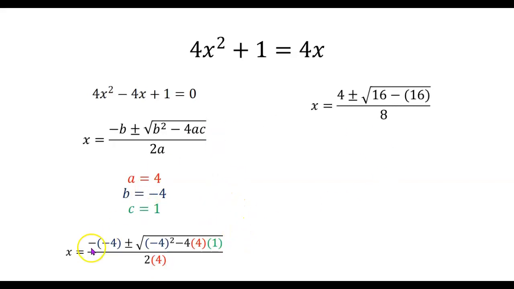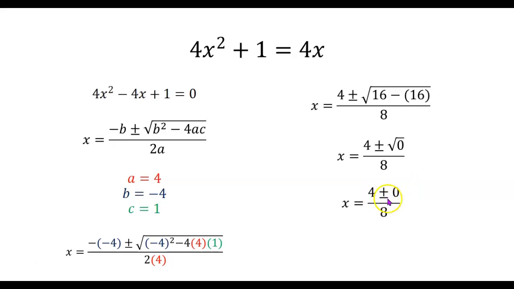Simplifying that a bit, the minus negative 4 would just be a positive 4. The negative 4 squared would be a 16. The 4 times 4 is 16 times 1 is 16. And down here, the 2 times 4 is 8. And continuing the subtraction under the square root sign, 16 minus 16 would be 0. So under the radical sign, we just get a 0. 4 plus or minus the square root of 0 over 8. Of course, the square root of 0 is 0.